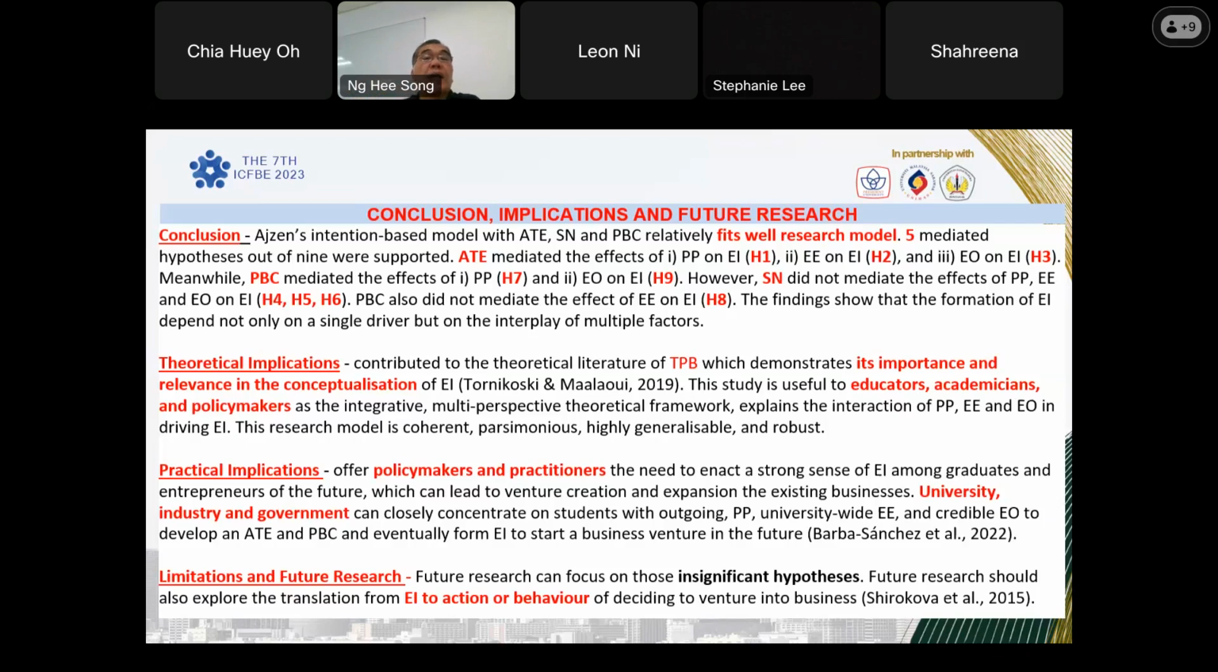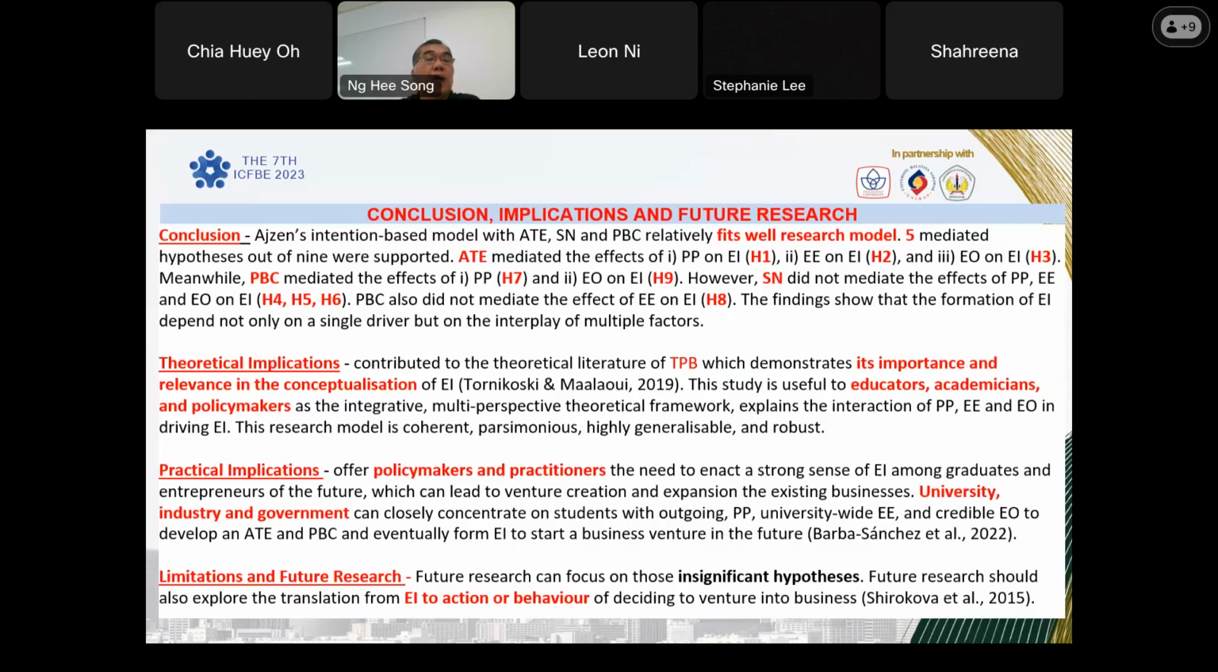So that is my conclusion: H1, H2, H3, H7, H9 are supported. However, the rest, H4, H5, H6 are not supported. I mean, subjective norm does not play any mediating role under H4, and the same thing for H8. Others are not supported by the variable.